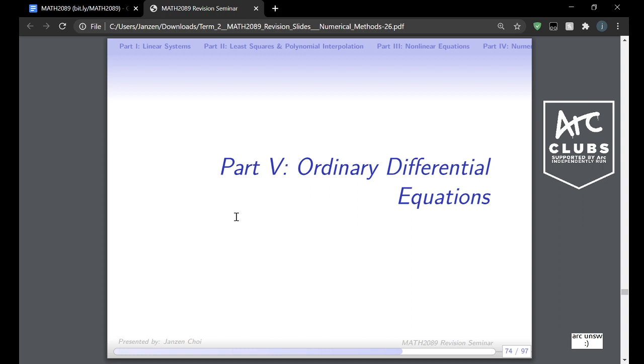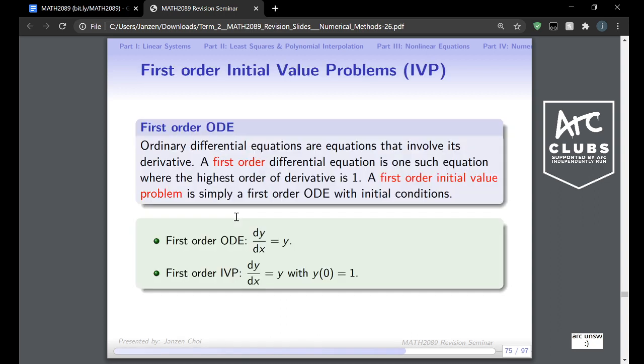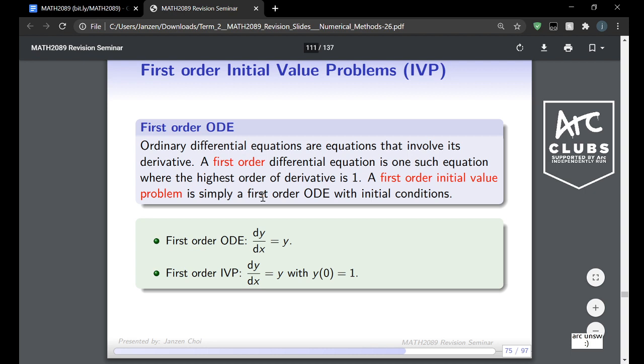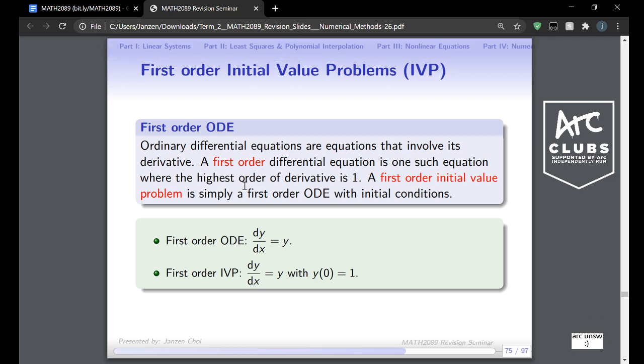Cool. ODEs, part 5. So ordinary differential equations, or ODEs, are equations that involve derivatives. The order of the differential equation simply denotes the highest order derivative within the ODE. So for this ODE here, the highest order derivative would be 1, so this would be a first order differential equation.